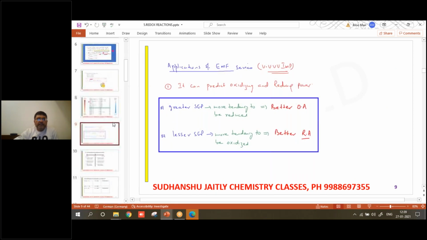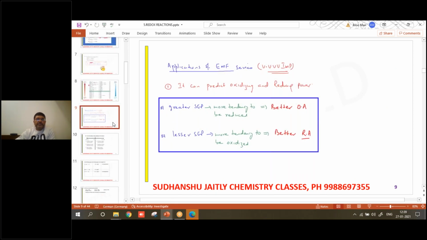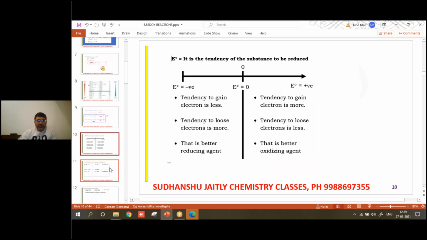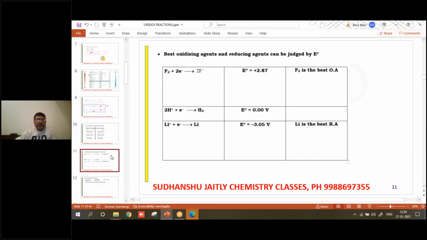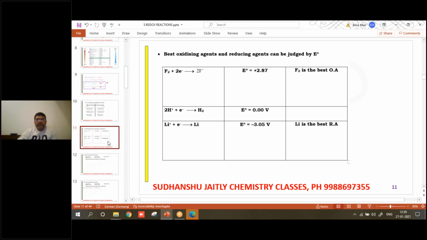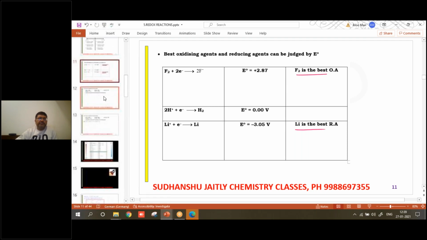We started with certain applications of the EMF series also. You were taught: the more the reduction potential, the better the oxidizing agent. The lesser the reduction potential, the better the reducing agent. You were told to keep in mind that chlorine is the best oxidizing agent in the whole periodic table, the most powerful oxidizing agent, whereas lithium is the best reducing agent.